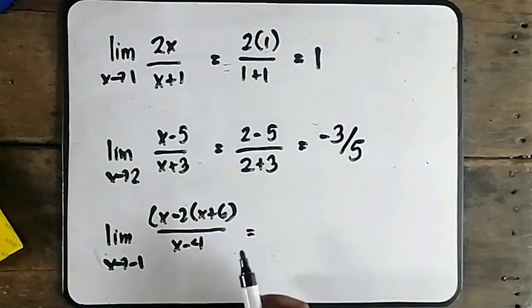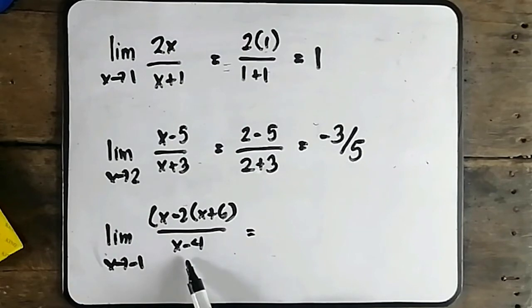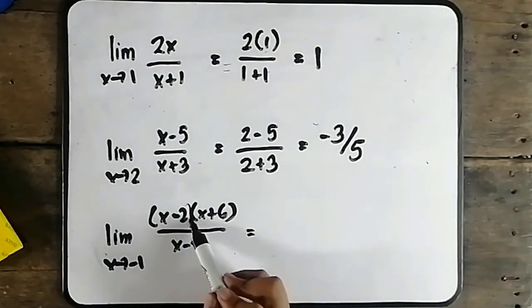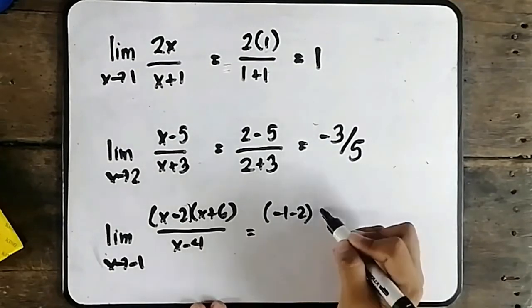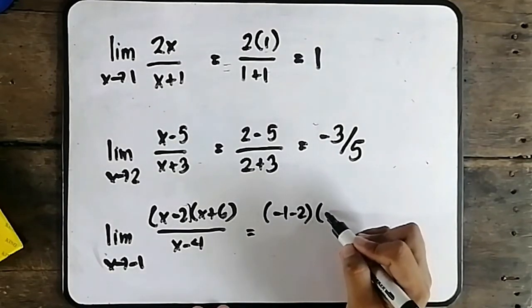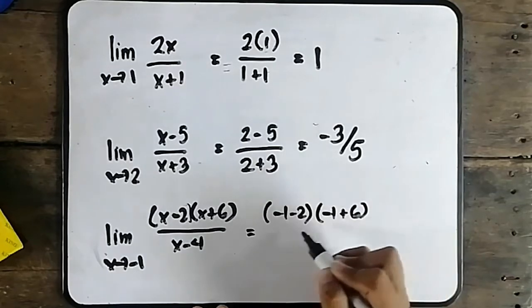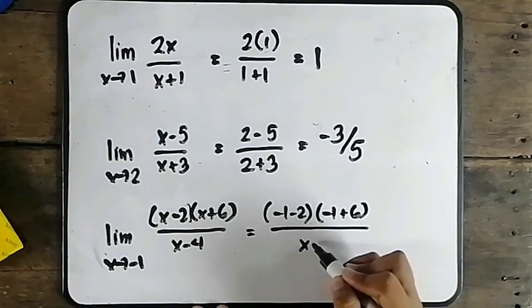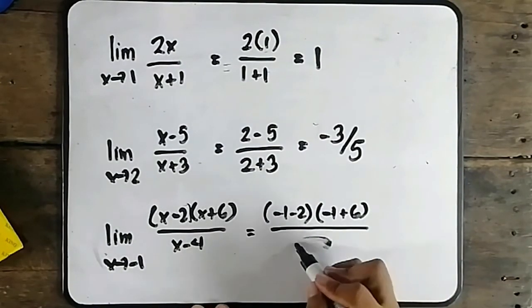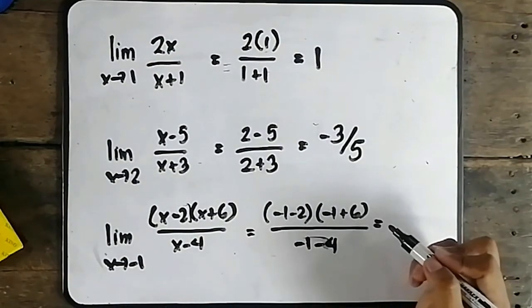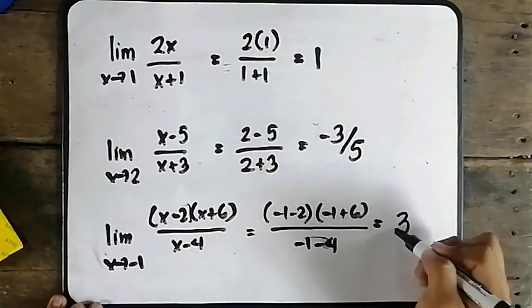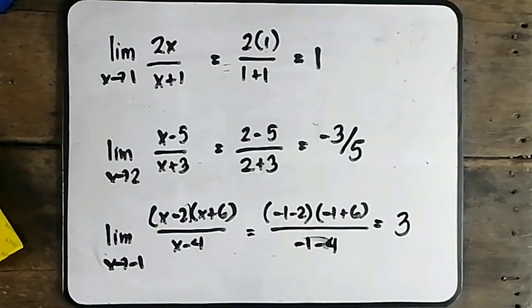And finally, we have a polynomial here and a polynomial here. And ito hindi siya equal to 0. So pwede nating ipasok na lang. Negative 1 minus 2, negative 1 plus 6 all over negative 1 minus 4. So we have positive 3.